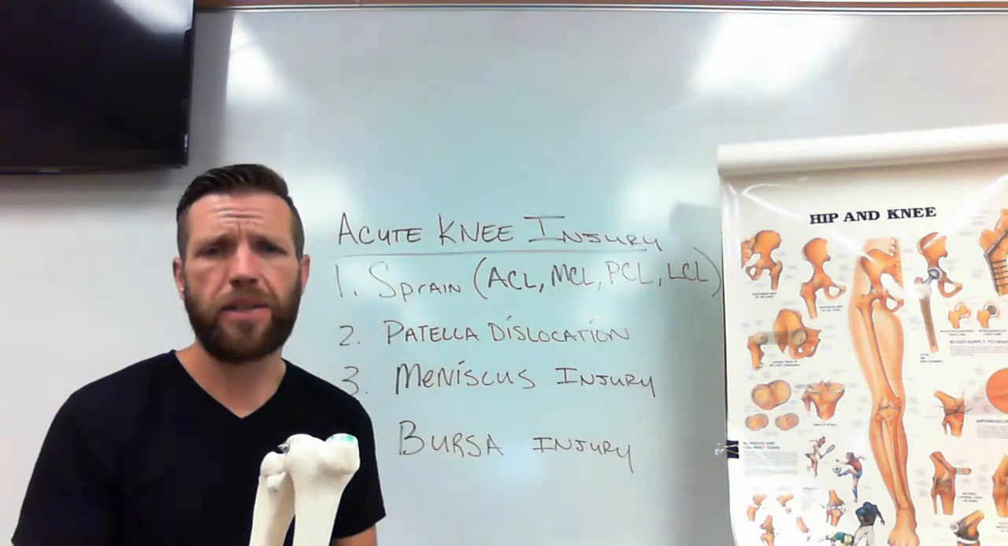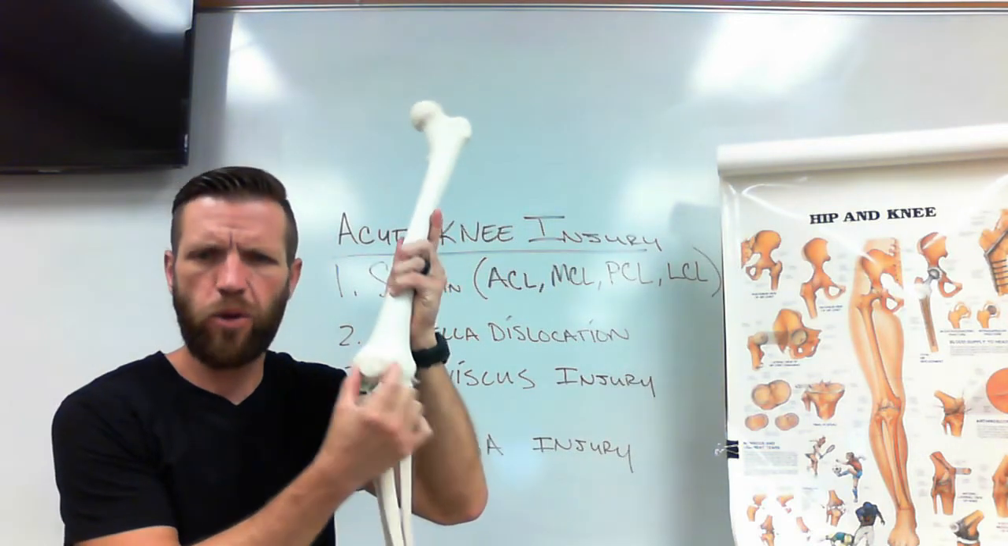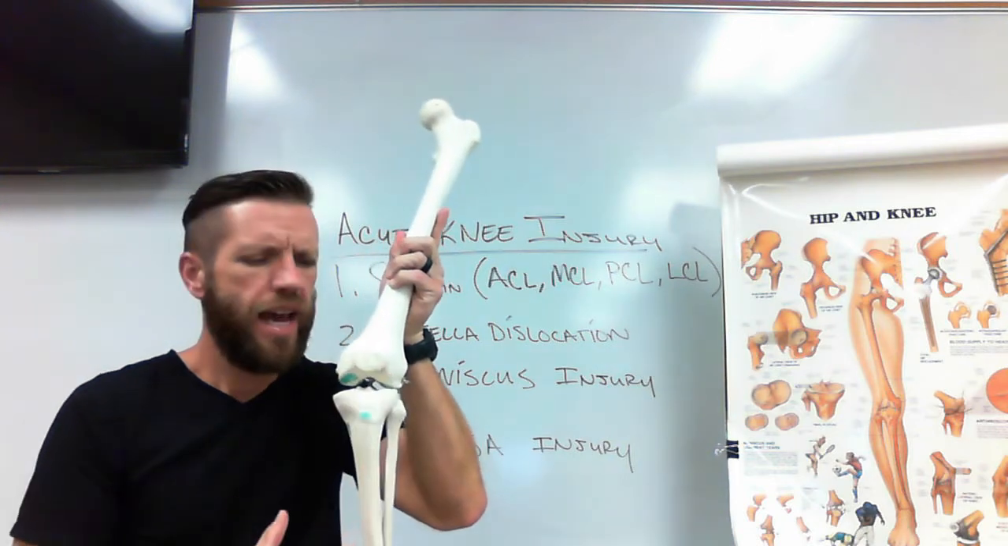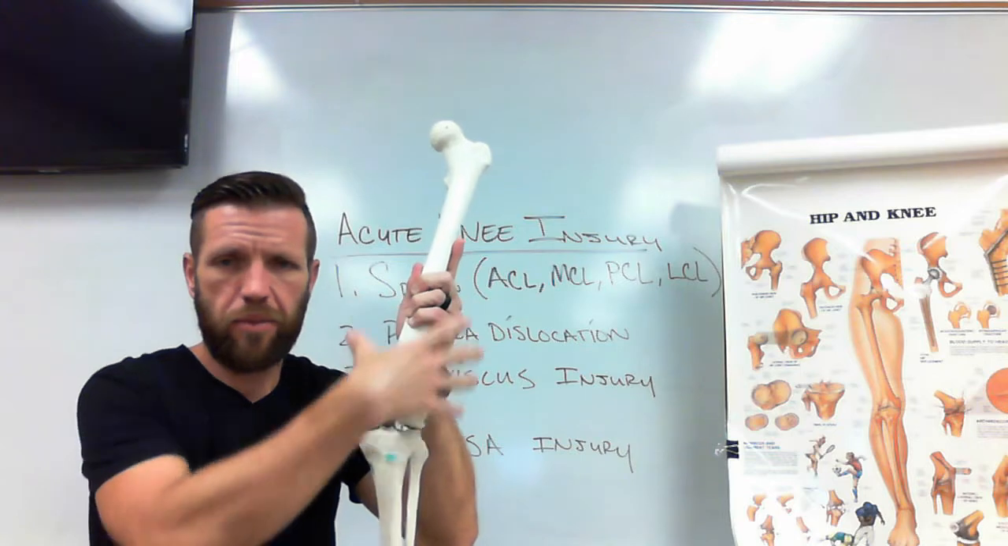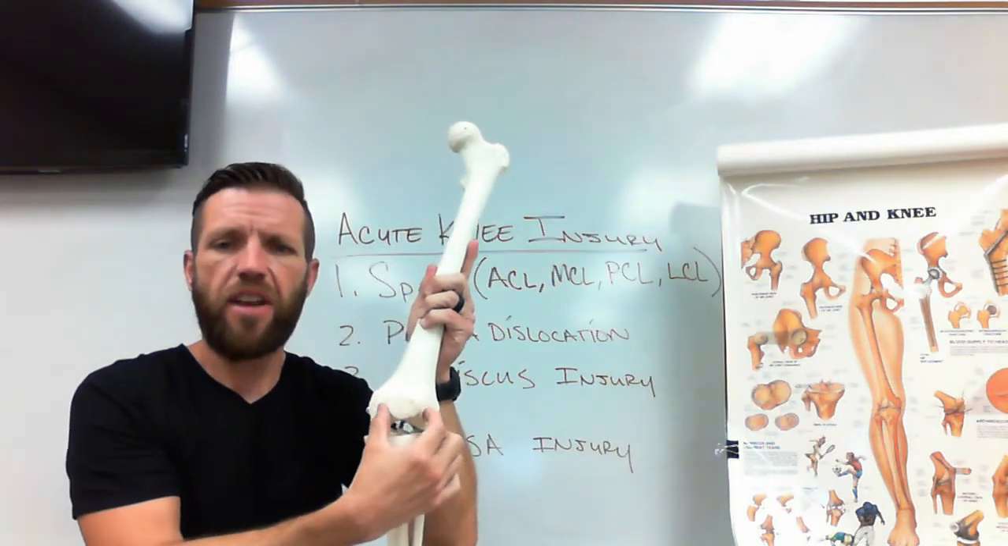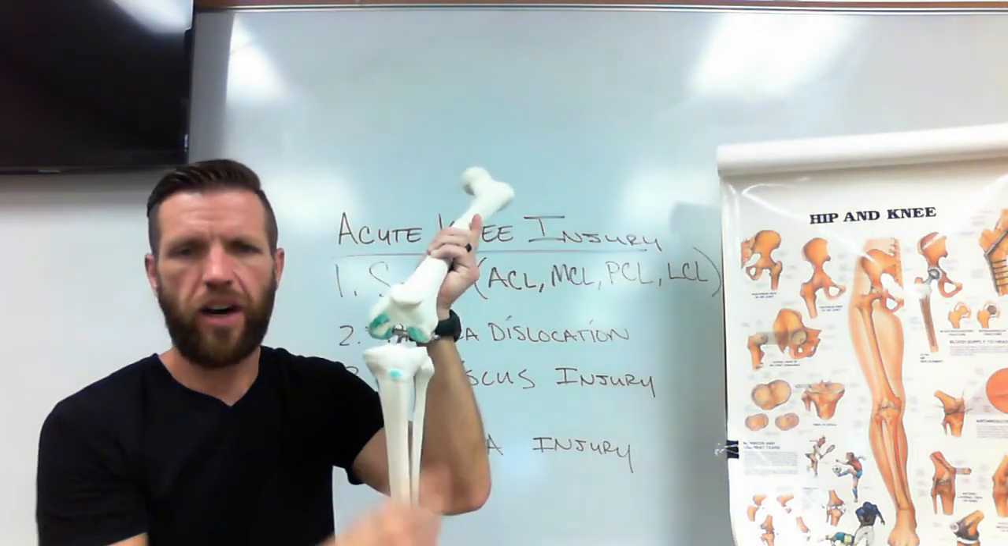Next thing on our list is patella dislocation. The patella sits out here. It's a sesamoid bone, which means it's a free-floating bone, and it's kind of held down by the quadriceps tendon that comes in from the quadriceps muscles, and then it forms a patellar tendon and inserts here on the tibia, right there on that little green dot.